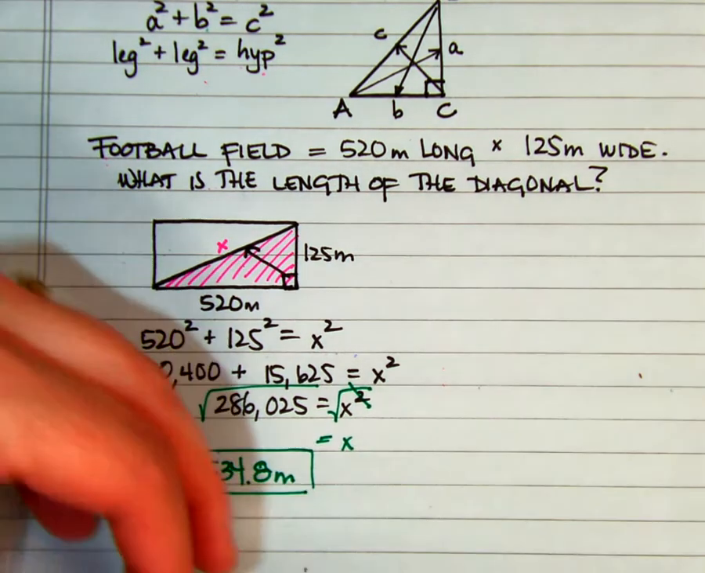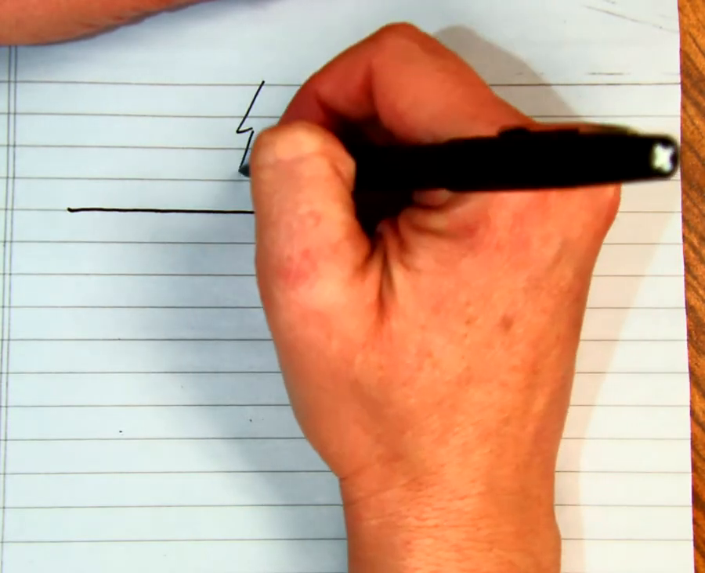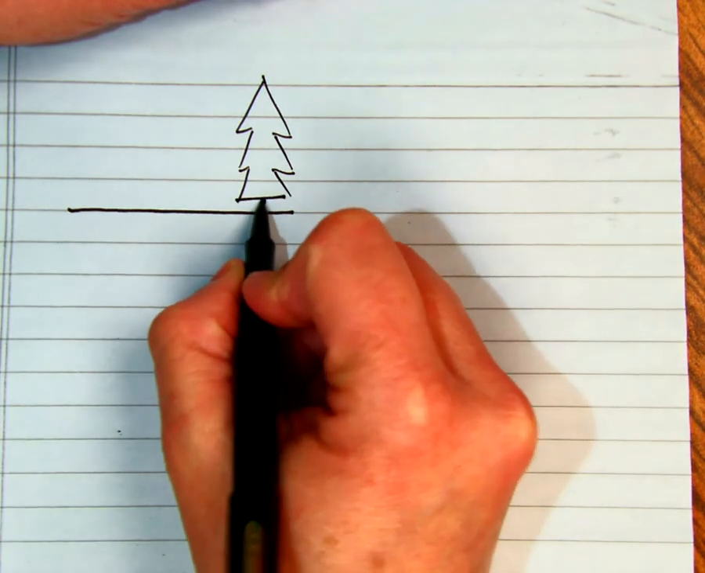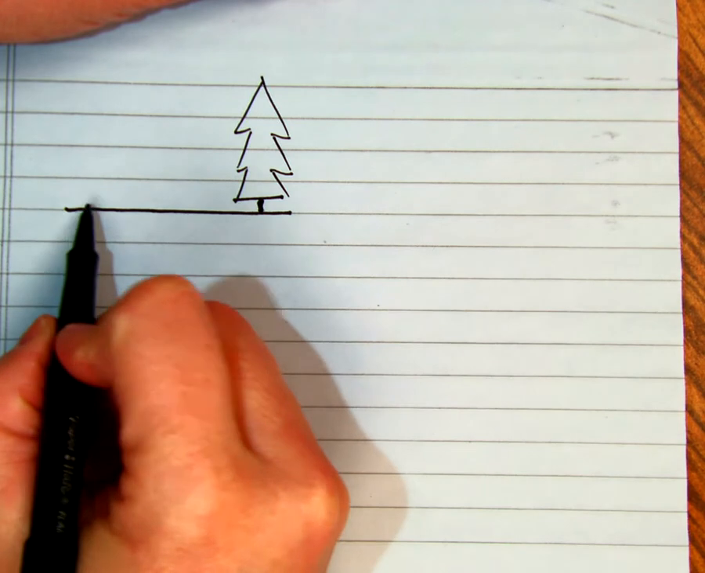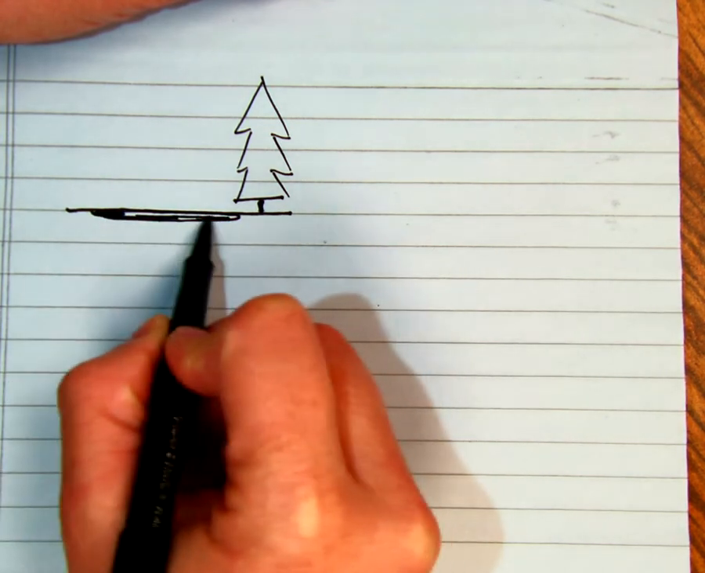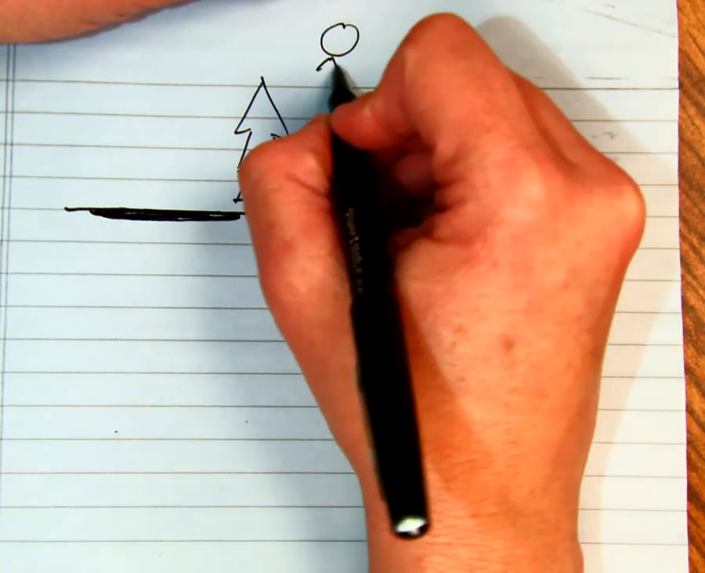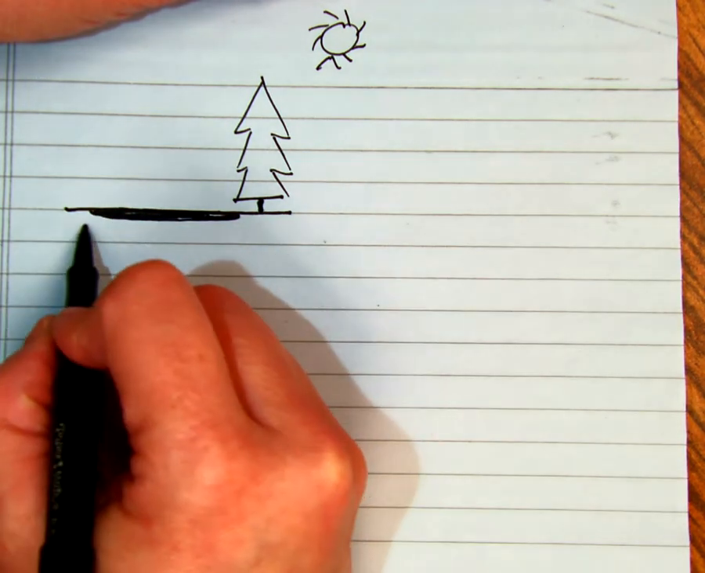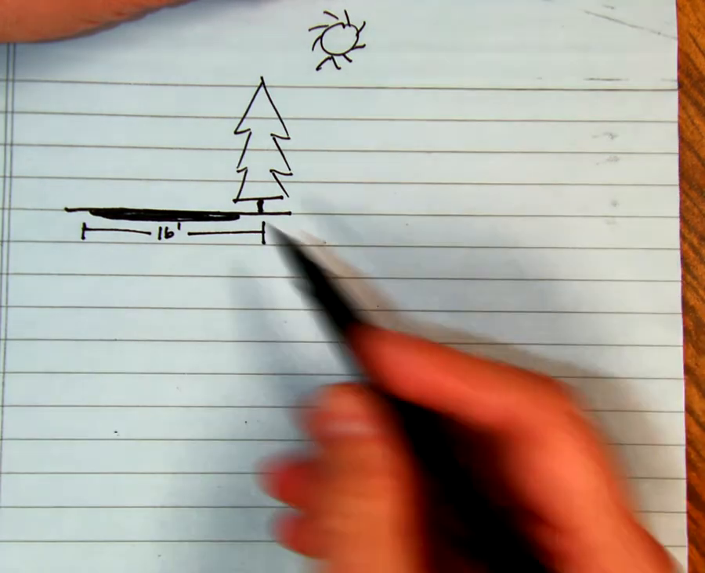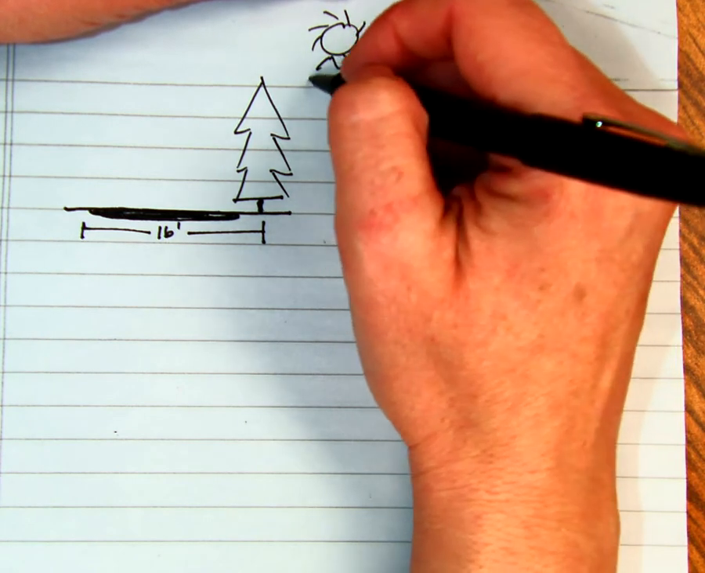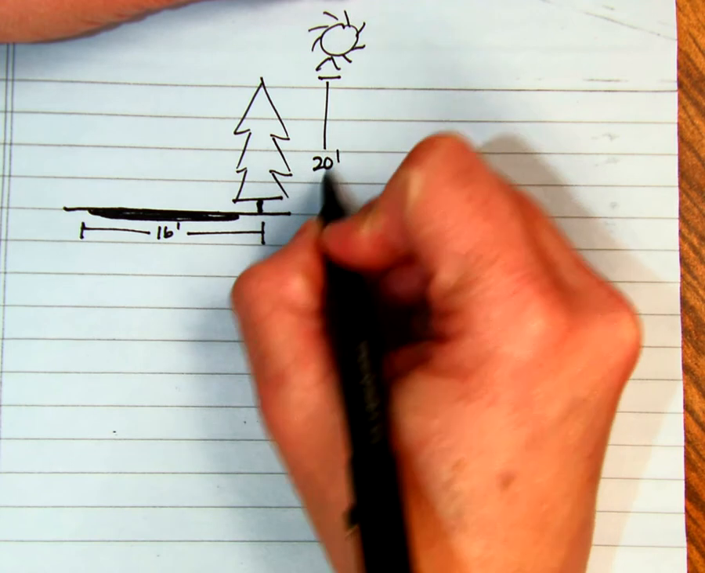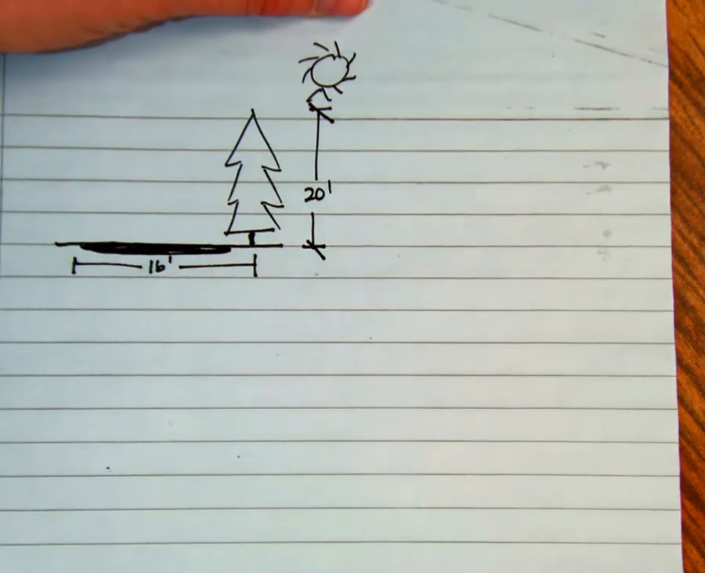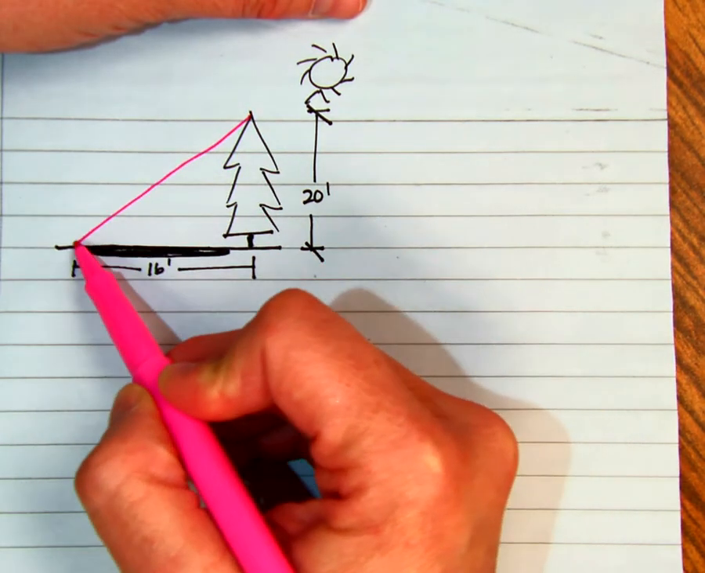Okay, let's go ahead and do another application problem. If we have a tree that is casting a shadow, the shadow is always on the ground, which means that the sun is up here. Say the shadow is 16 feet long and the tree is 20 feet high, and for some oddball reason you are trying to find this measurement.